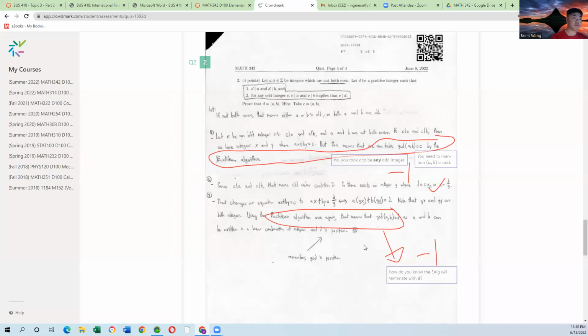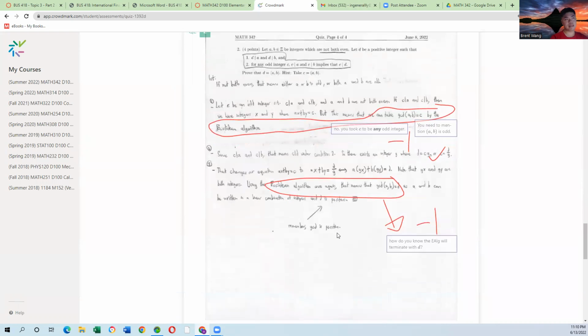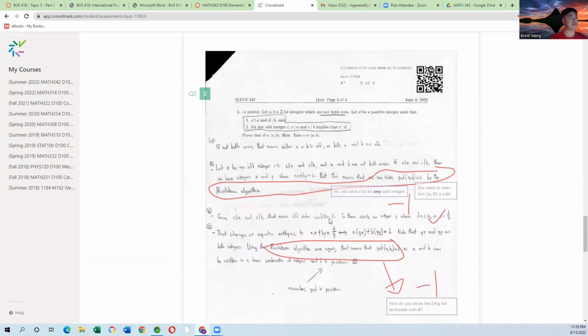So honestly, I thought I would do worse. I thought I was lucky if I even got a mark, but now I'm more comfortable with proofs, and I think I'll do better on the midterm.